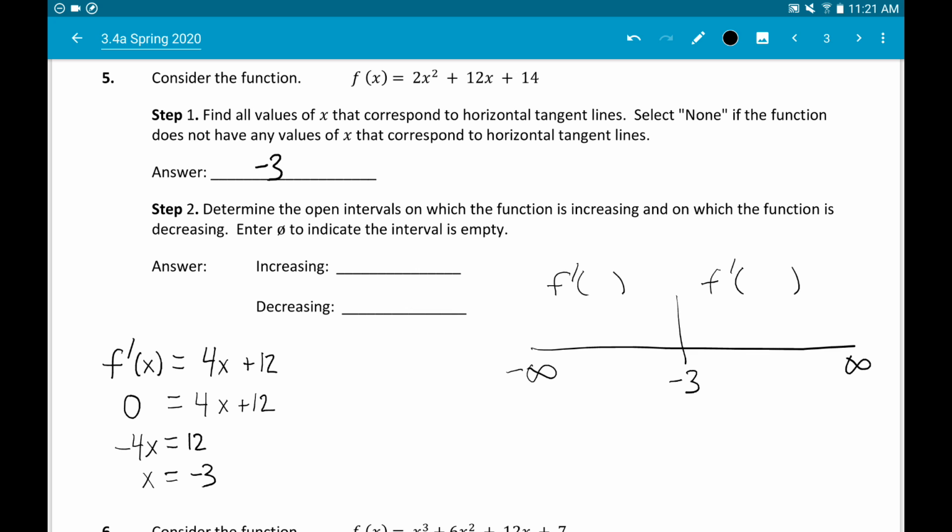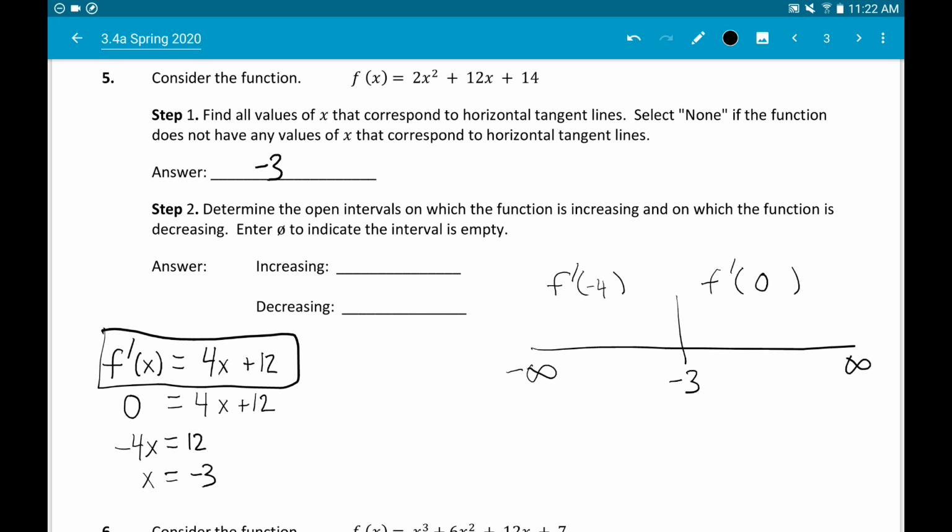So for negative infinity to negative 3, I can pick any number between negative infinity and negative 3. Let's say we pick negative 4. Likewise, for the other interval, I need to pick something between negative 3 and infinity. I like to pick 0 or 1 when I can, so I'm going to pick 0 here just because it's easy to plug in. And all we need to do is actually plug those into the derivative. Okay, not the original function. The original function is just going to give you a y value. We're looking for the slopes, which is from the derivative.